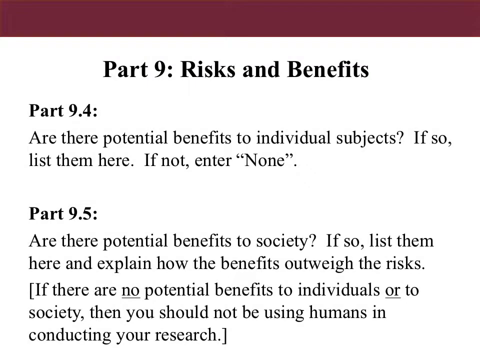Part 9.4. Are there potential benefits to individual subjects? If so, list them here. If not, enter none. Part 9.5. Are there potential benefits to society? If so, list them here and explain how the benefits outweigh the risks. If there are no potential benefits to individuals or to society, then you should not be using humans in conducting your research.